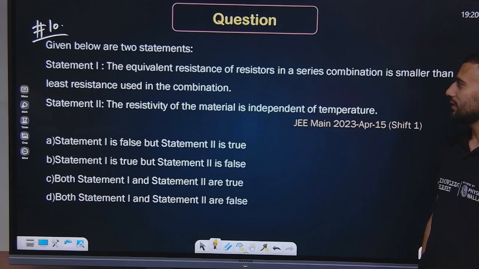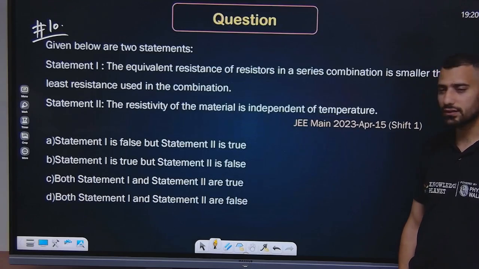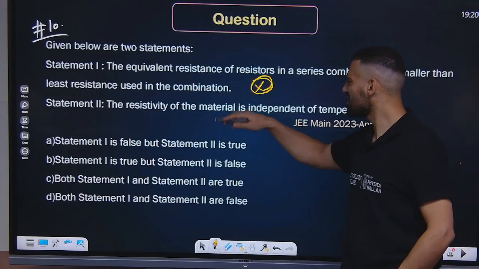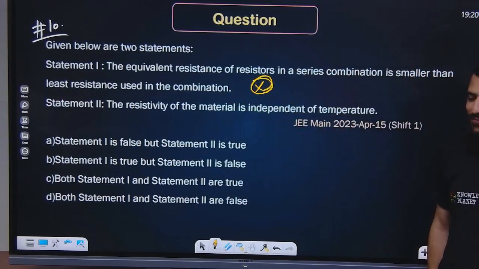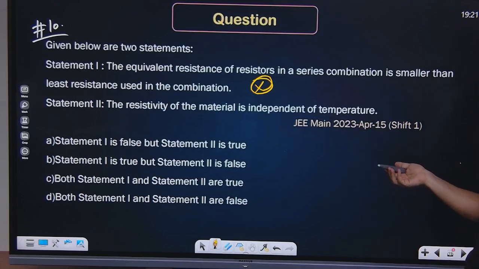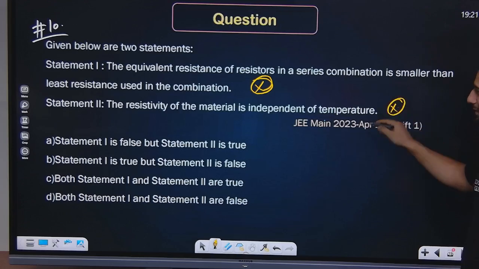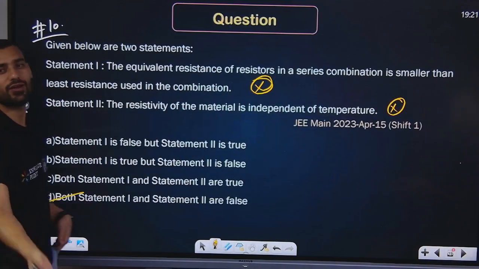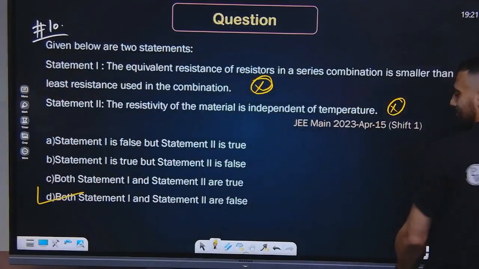Statement 1, the equivalent resistance of resistors in series combination is smaller than the least resistance. False, yes, great. False. What about 2? Is the resistivity independent of the material? Not independent, it depends. There's a whole formula. Right or wrong? It is false. Then the answer is A, both of us. Thank God. That is actually easy.